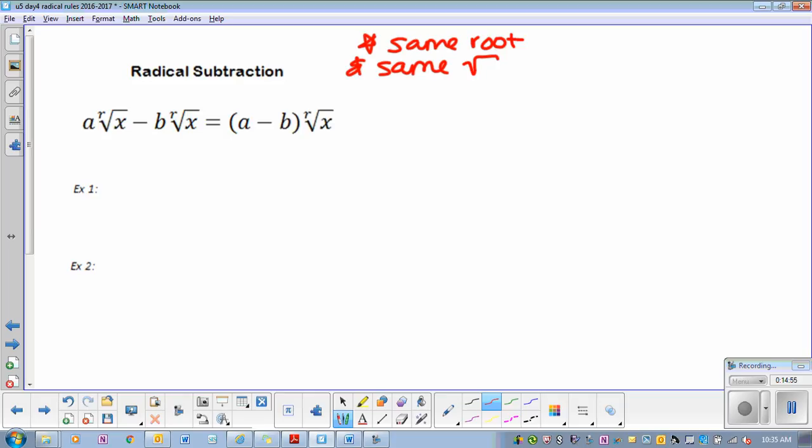Okay. All right, so with this one, basically the same thing. Your rth root of x and your rth root of x, they have to be the same. And since this one's subtracting now, you're just going to subtract the outside numbers. You're not adding it. Okay? So, for example, what if we had something like this?